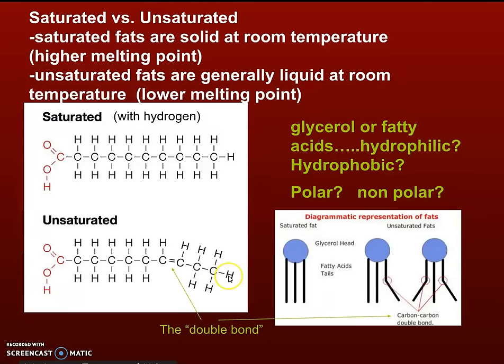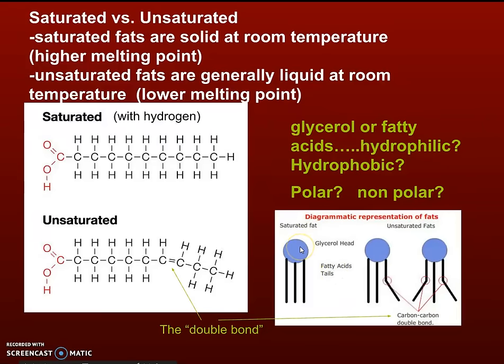So these tails are bent. So these tails are straight. Saturated tails are straight, unsaturated tails are bent. And you can see in this picture, the bent tail actually really bends the whole structure of the fatty acid tail. Now let's review at this point.